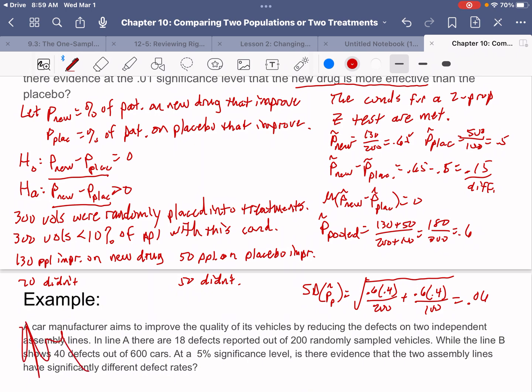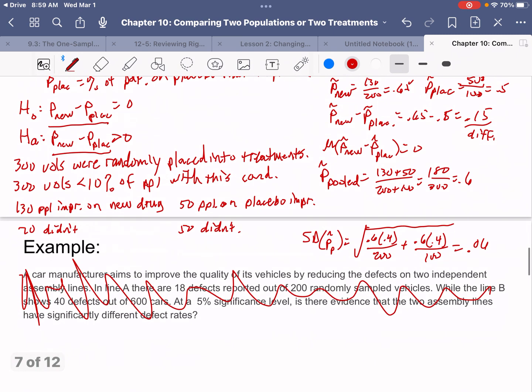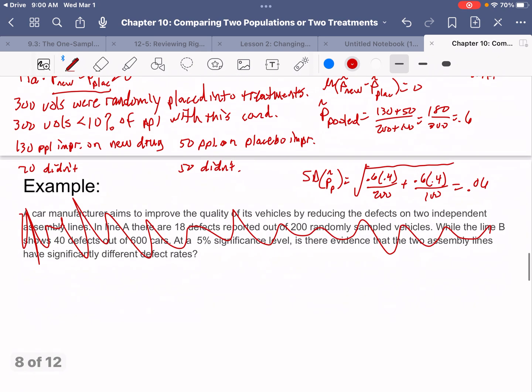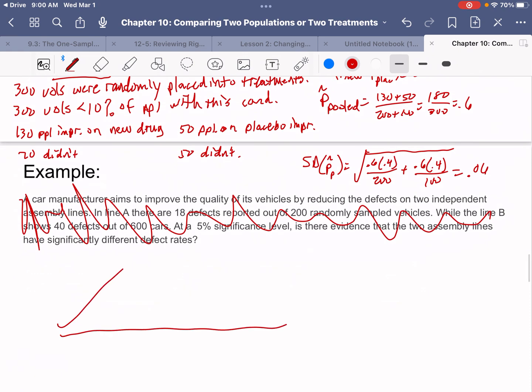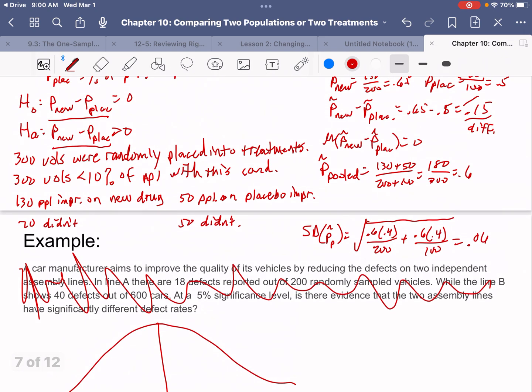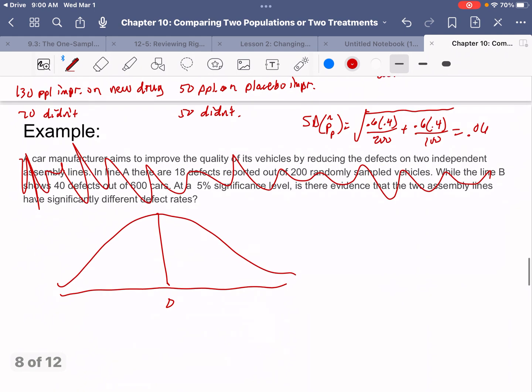Okay, let me scratch this second example and get it out of my way. All right, now what we want to do is we want to draw a picture with our mean in the middle, which is 0. And we want our observed difference, 0.15, to be over here to the right. And here's our shaded area. We were expecting the difference to be 0, but the difference was 15%.